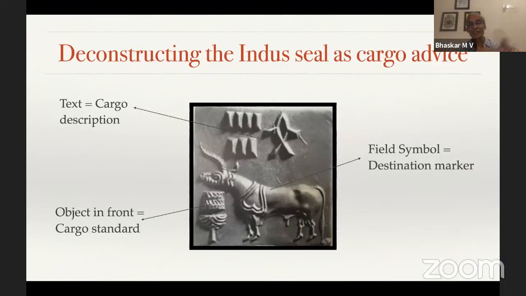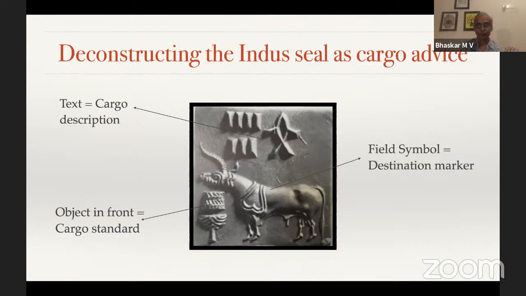Somebody has read it as an incense burner. Iravatham Mahadevan, for instance, read it as a filter standard, the Soma filter. So many people have read it as many things. I am proposing that it should be read as a cargo standard, and hopefully there will be enough logic to support that hypothesis as we go on. And the text above it is actually the cargo description. So this is also the compositional syntax that we talked about earlier. When we deconstruct it elementally, this is what we see: a field symbol, an object in front of the field symbol, and some text that sits at the top of it, which is the description of the cargo itself.